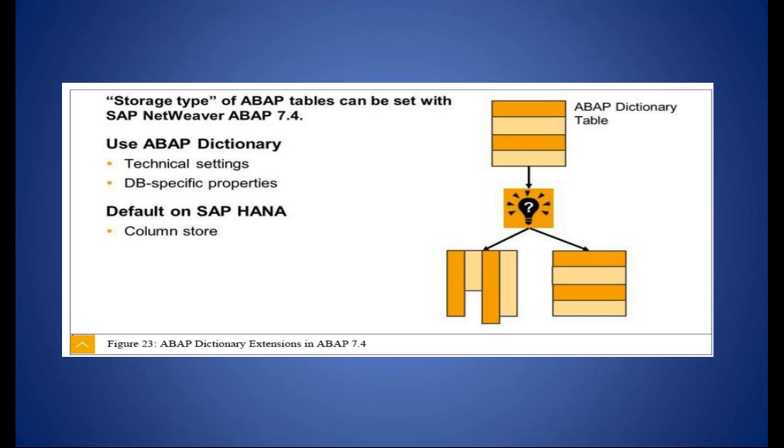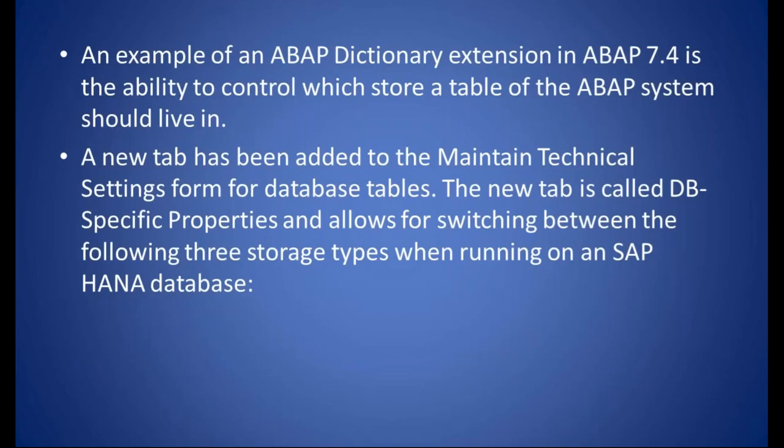Now, the storage type of ABAP tables can be set with SAP NetWeaver ABAP 7.4. So use ABAP dictionary, technical settings, database specific properties, default and SAP HANA column store. So an example of an ABAP dictionary extension in ABAP 7.4 is the ability to control which store a table of the ABAP system should live in.